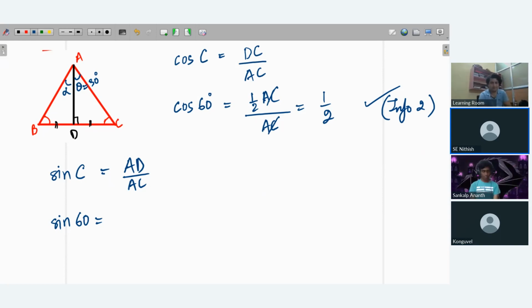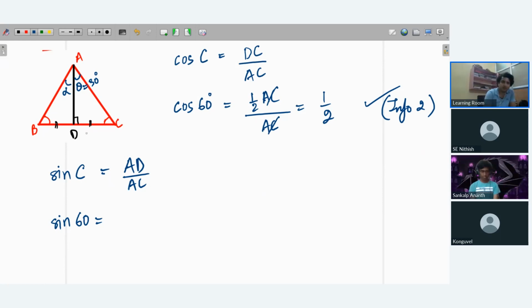So, since cos C is equal to 1 by 2, that means DC is equal to 1 and AC is equal to 2. That means we can just do Pythagoras theorem and we'll get AD. So you can measure it in this way also.